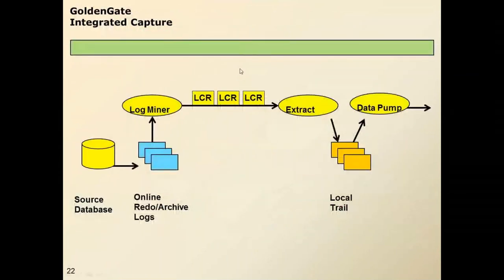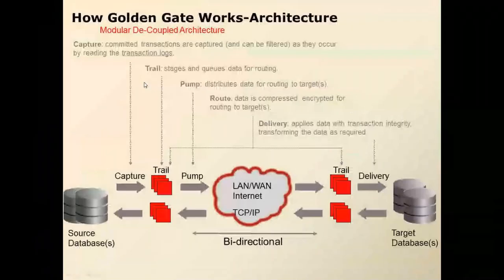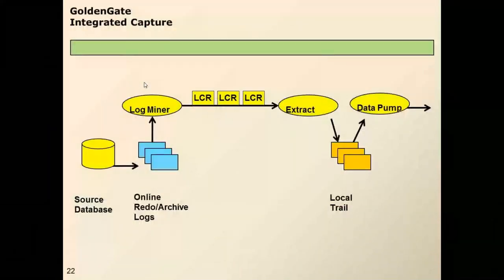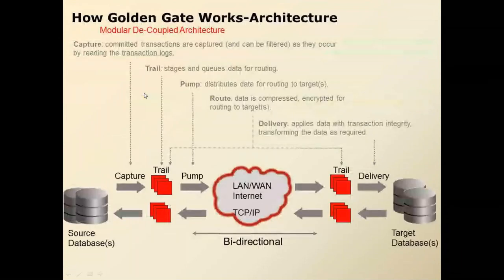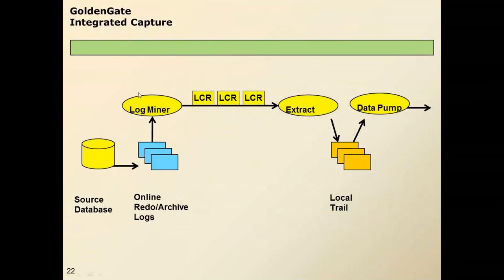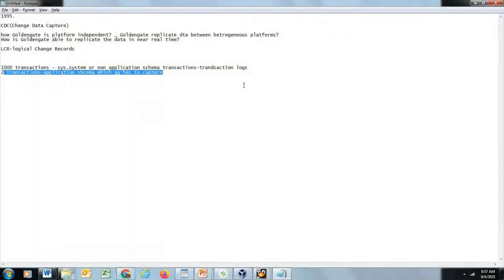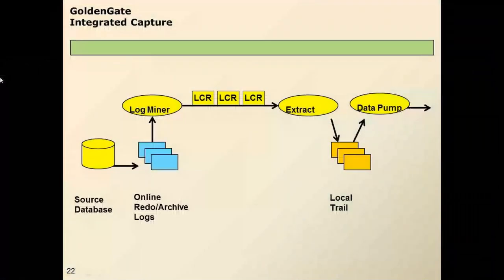However, the same task, as Stanley mentioned, which was done by classic capture earlier, is done by the log miner. So log miner passes on the changes, whatever is needed by the extract process, in form of LCRs. Now log miner is a process which is internal to the database. Goldengate extract is external to the database, however, log miner is internal to the database. So whatever selection needs to be done, like these 1,000 transactions which are not needed, but only these two transactions are needed by Goldengate, all that task log miner does at its own end, because it is internal to the database, and it is able to do that in a fast way.